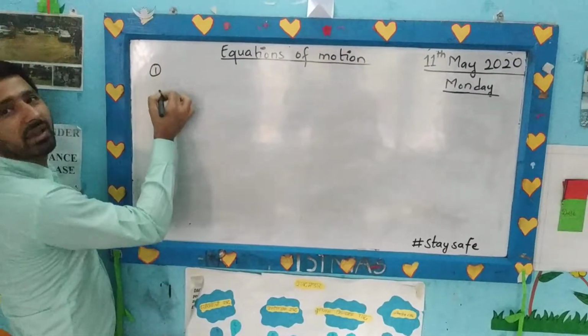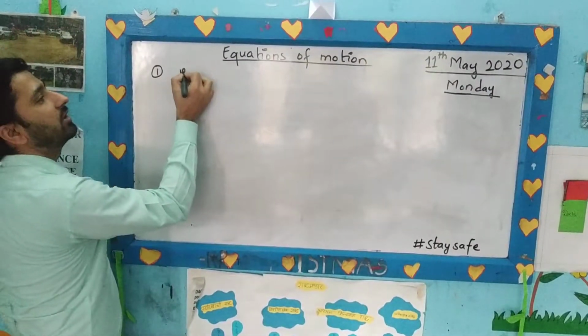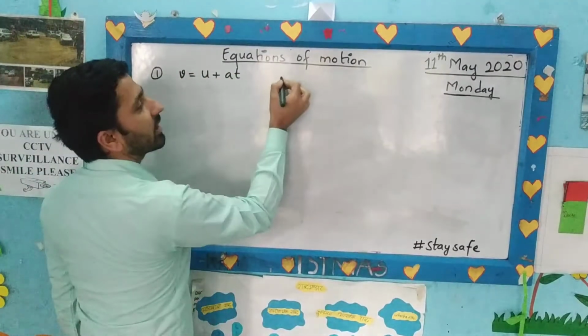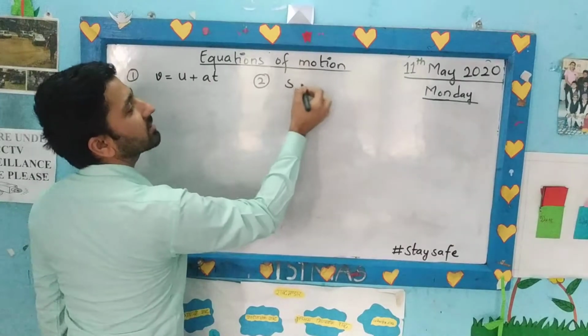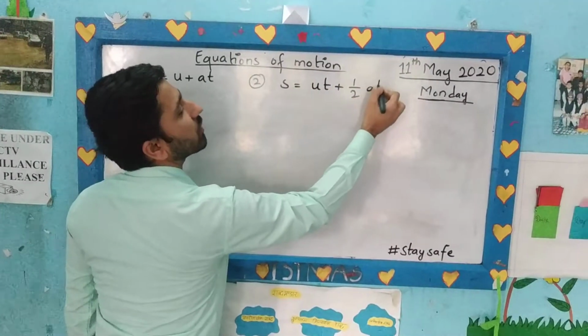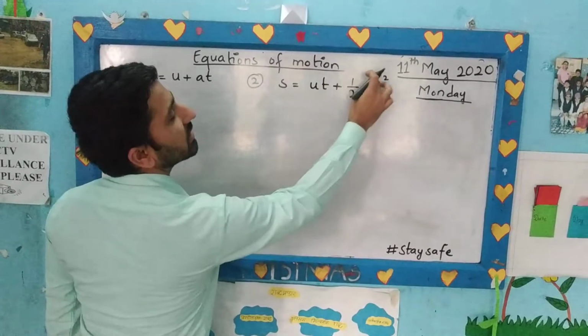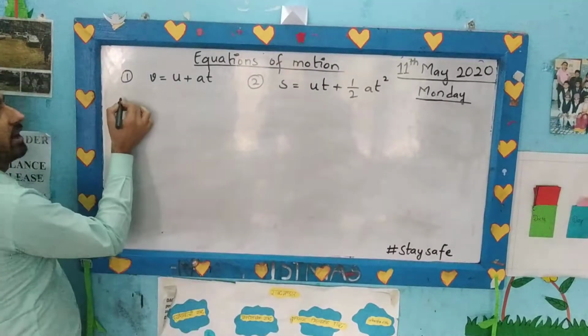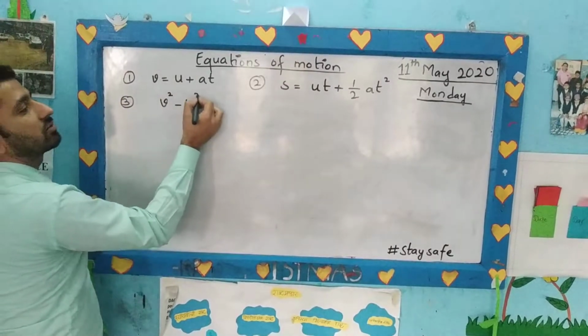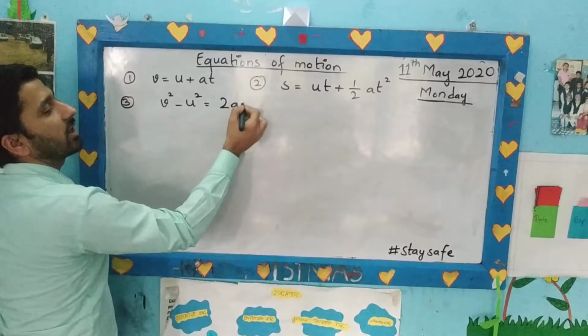The first one can be written as v equals u plus at, and the second one can be written as s equals ut plus half at square. We can also write ut plus at square divided by 2. And the third one can be written as v square minus u square equals 2as.